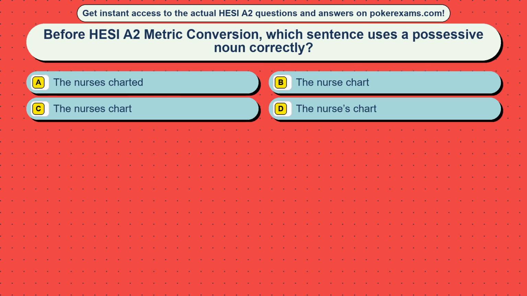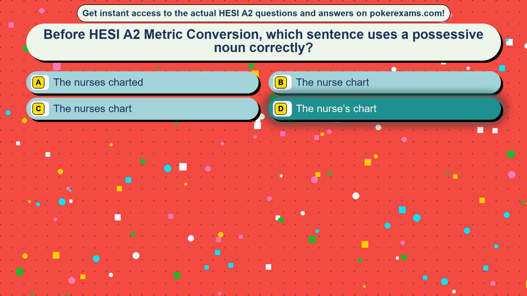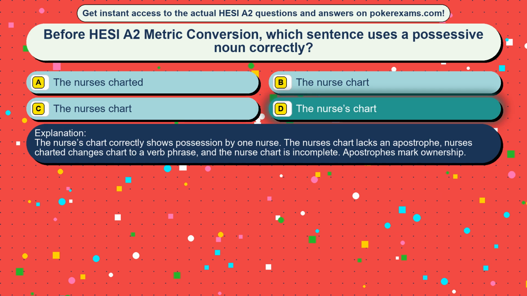Question 15. Before HESI A2 metric conversion, which sentence uses a possessive noun correctly? Option A, the nurse is charted. Option B, the nurse chart. Option C, the nurses chart. Option D, the nurse's chart. The correct answer is option D, the nurse's chart. The nurse's chart correctly shows possession by one nurse. The nurses chart lacks an apostrophe, the nurse is charted changes chart to a verb phrase, and the nurse chart is incomplete. Apostrophes mark ownership.